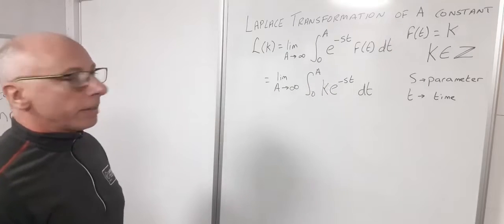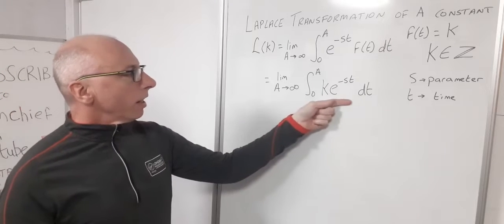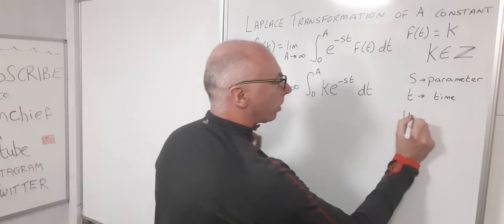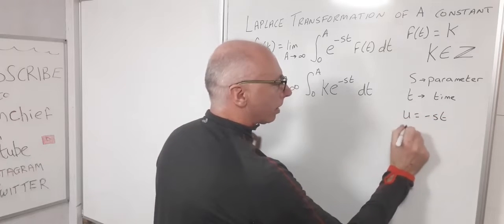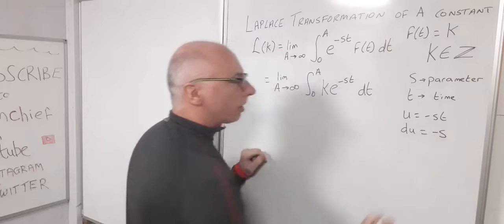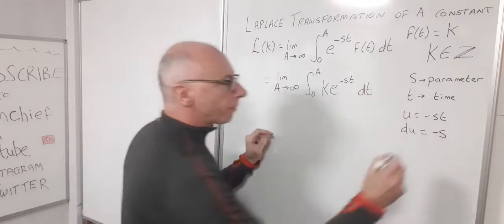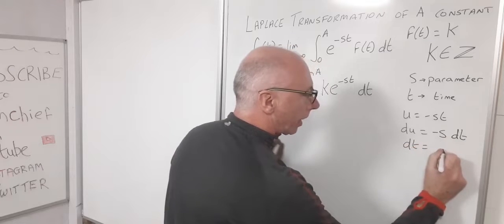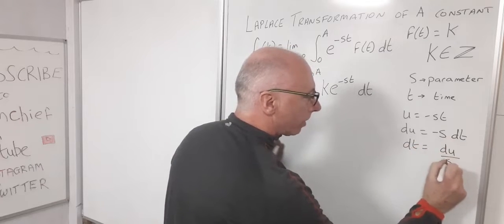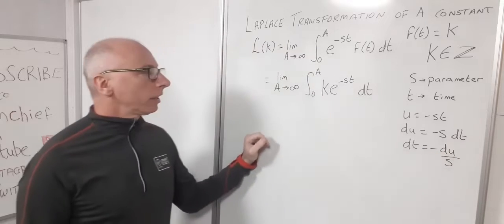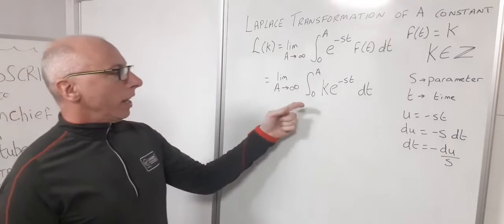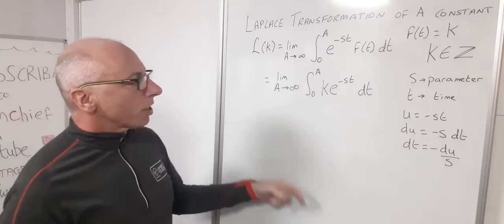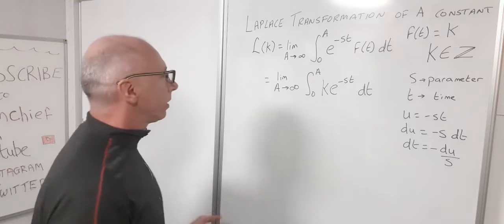Okay, so now we're ready to integrate. This is an integral that we can handle pretty reasonably well. So we'll let u equal minus st, du equal minus s, with respect to t, and dt, and get dt on its own. So then I get du over s and a minus in there. Now my limits of integration, I'm just going to leave them as they are because I'm going to go back into the t at the end.